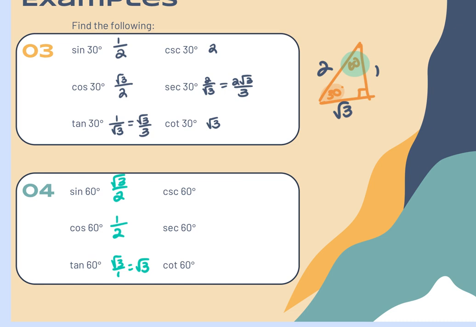And then we flip them. 2 over root 3, which is 2 root 3 over 3. Flip 1 over 2, I get 2. Flip root 3 over 1, and I get 1 over root 3, which is root 3 over 3.